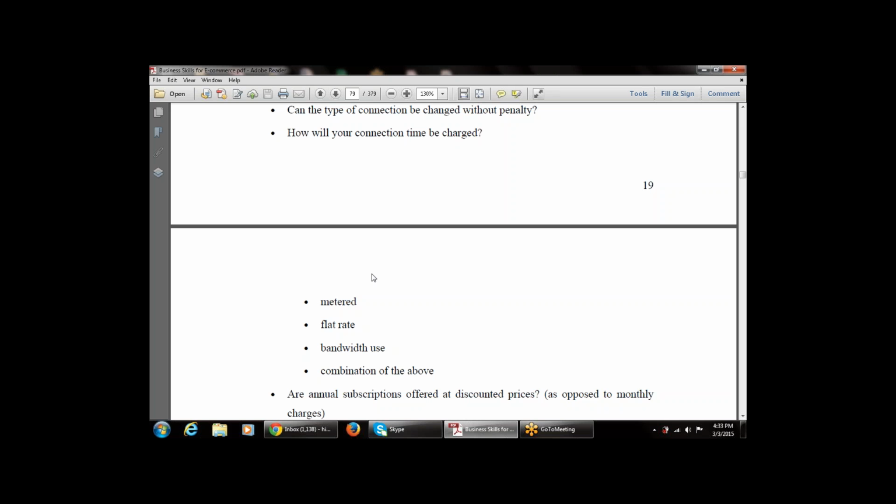That includes metered, flat rate, bandwidth usage, or a combination of the above. That is, the connection time will be charged on the basis of meter reading, on the basis of flat rate, on the basis of bandwidth use, or a combination of either metered, flat rate or bandwidth usage, right?